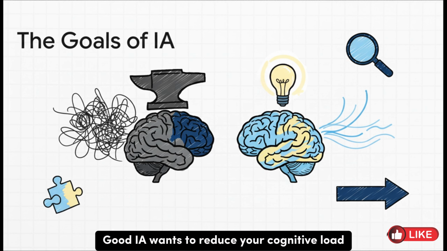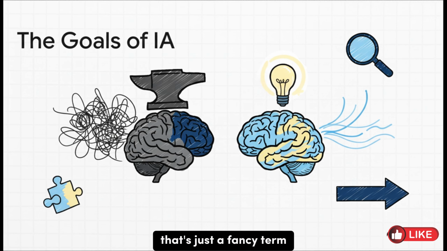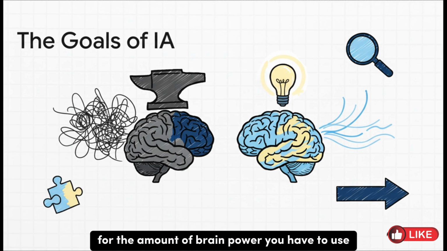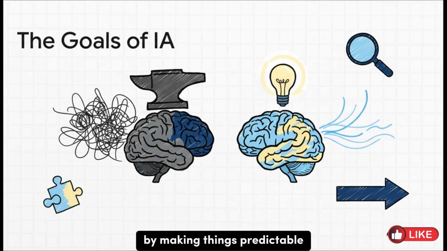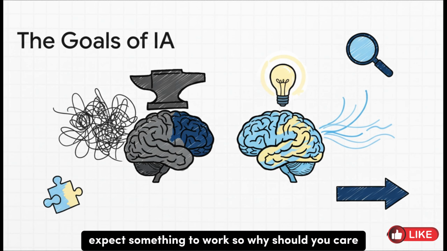Good IA wants to reduce your cognitive load. That's just a fancy term for the amount of brain power you have to use by making things predictable. It supports your mental model, which is just how you naturally expect something to work.